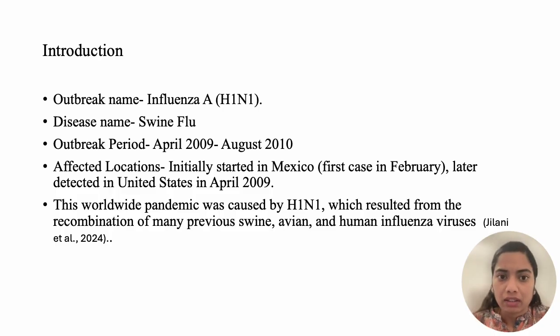Coming to the affected locations, the health authorities in Mexico reported an abnormally high number of severe flu cases and pneumonia, particularly among young individuals. The virus quickly spread from Mexico to other countries in very few weeks. In the United States, the first case was detected in April 2009. The worldwide pandemic caused by this H1N1 virus resulted from the recombination of many previous swine, avian, and human influenza viruses.